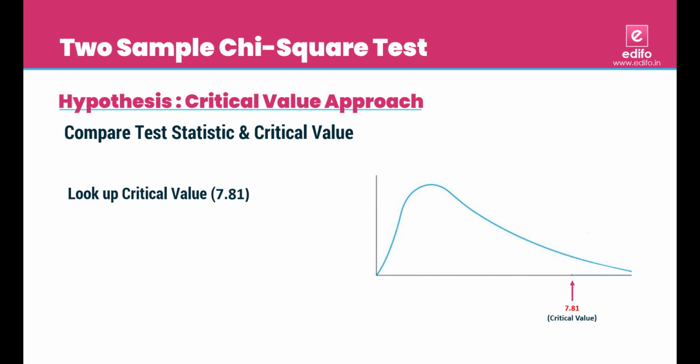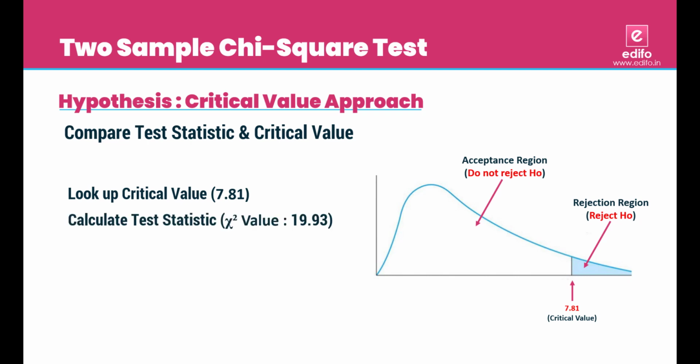Now this point divides the whole chart into two parts, the left side and right side. Left side of the critical value and right side of the critical value. The left side of the critical value is the acceptance region, the right side is the rejection region. If the test statistic value is on the left side, we do not reject the null hypothesis. If the test statistic value is on the right side of the critical value, we are going to reject the null hypothesis. Now you see, second is our test statistic or chi-square value, that is 19.93. Definitely this 19.93 is greater than 7.81, or it resides on the right side of the critical value, that is here 19.93.